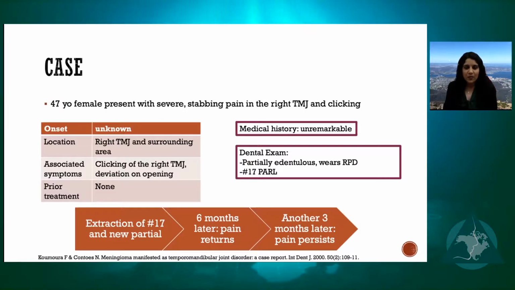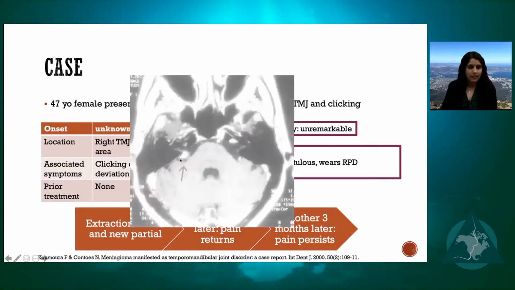Everything was unremarkable. She even saw a neurologist at one point, was given carbamazepine, didn't really help for long term, saw an oral surgeon, given a TENS unit, temporary relief, etc. So then she comes back 3 months later with persistent pain. And at that time, ultimately, the authors described her as seeing a neurosurgeon who referred her for an MRI. And that MRI, interestingly, showed this intracranial tumor upon biopsy, which was diagnosed as a meningioma.